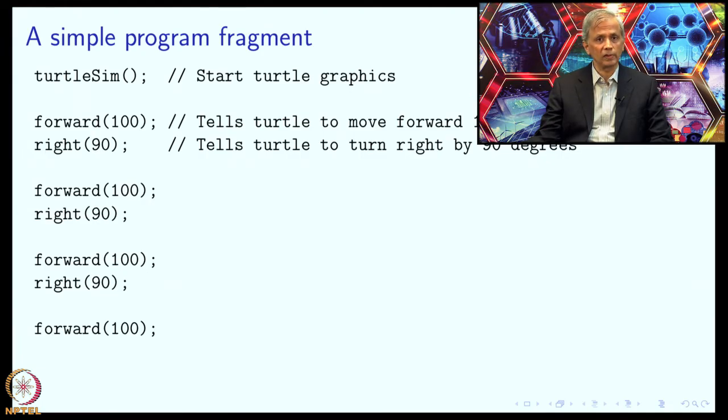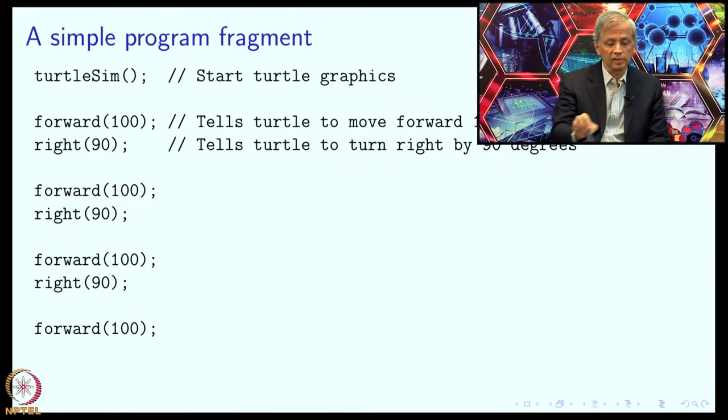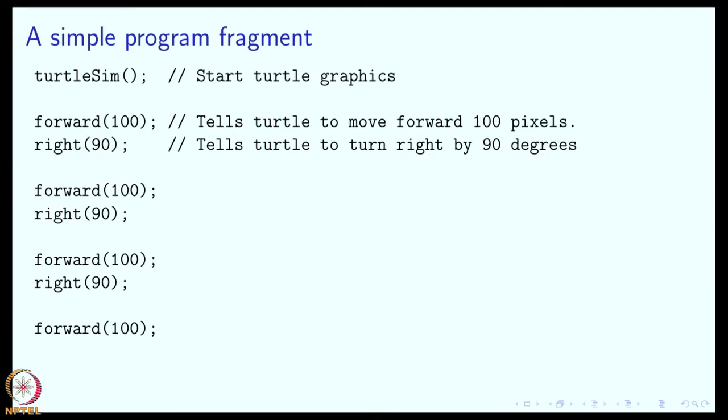So let's pause for a second. You can tell your students and try to think of what picture the turtle has drawn. Well, let's try that. So suppose this is our turtle and it is pointing in this direction, and the first command it sees is forward 100. So it moves forward 100 pixels.